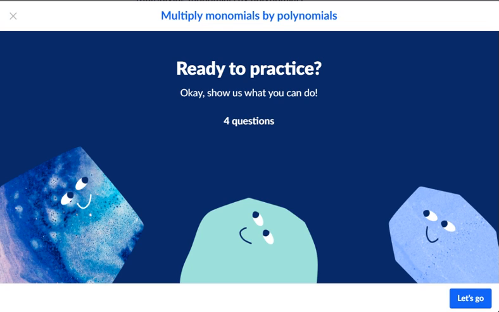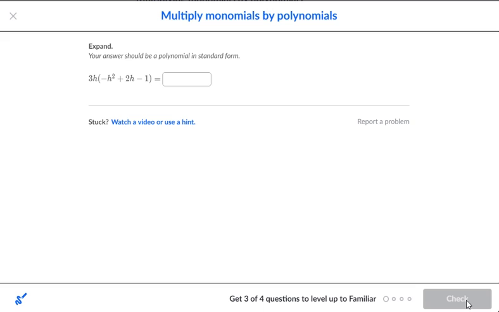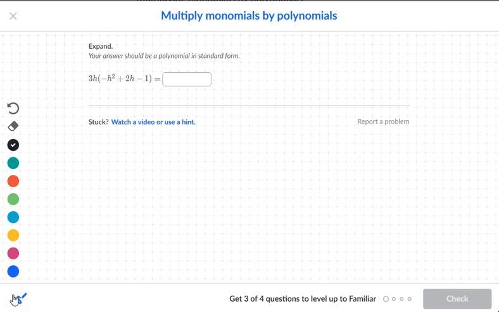Multiply monomials by polynomials. Okay, so what we want to do here is go ahead and break this down. I'm going to write this as 3h, parentheses, negative h to the second plus 2h minus 1. What I can do is cross out this h to the second and write this as two individual h's.